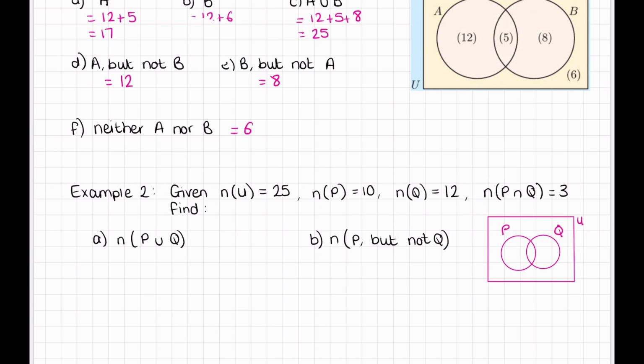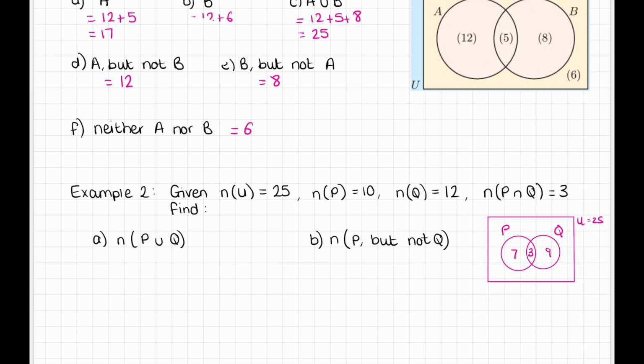So now I've got U on the outside, which is equal to 25. In the intersection, if I can start in the middle, I will, is 3. Now in Q I have 12, but that is in the whole circle of Q, which means I must only have 9 there. Because the whole of Q adds up to 12, I've already got 3 in the intersection, so there's 9 left over. Then in P we have 10. Once again, we've already got 3 in the intersection, which means there must be 7 left over, so the whole circle of P equals 10.